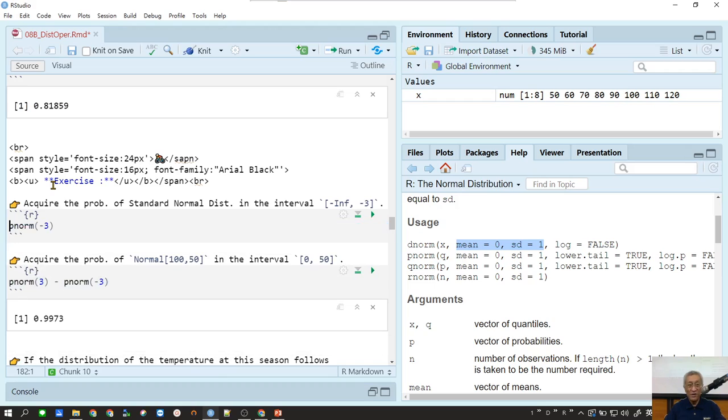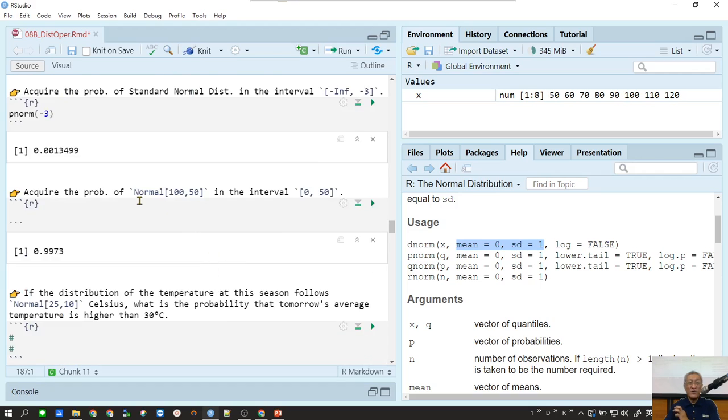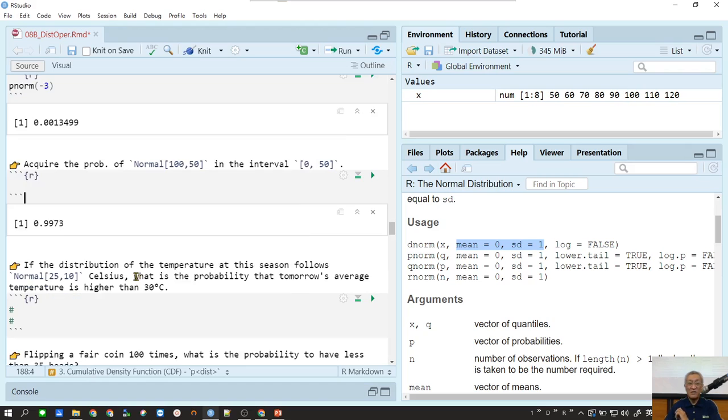It should be here, right? And this is not right. Okay. So for this one, I'm talking about normal with mean, with average 100 and standard deviation 50. I want to know the interval here, right? So I'll give you that to do for your homework, okay?